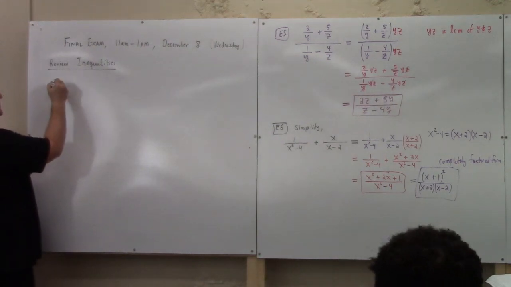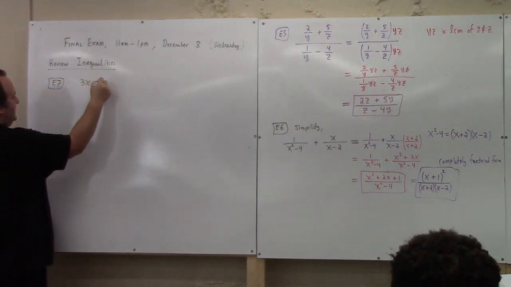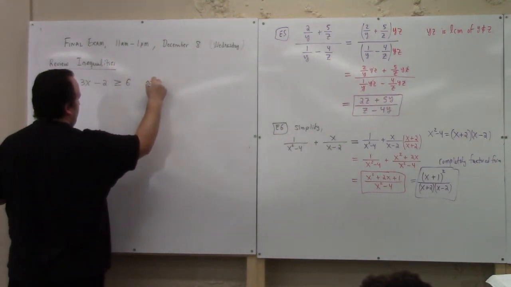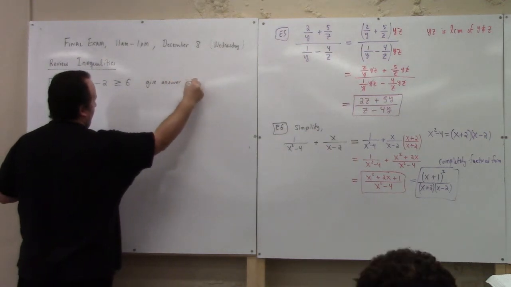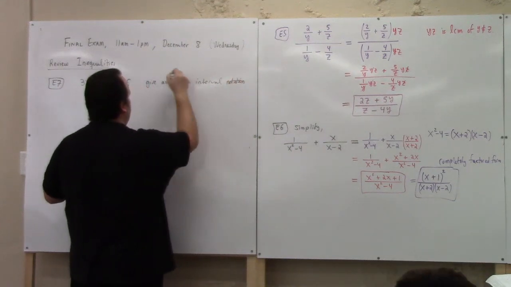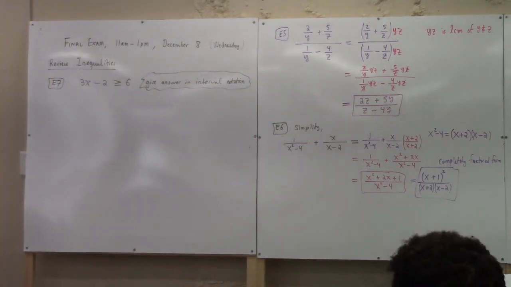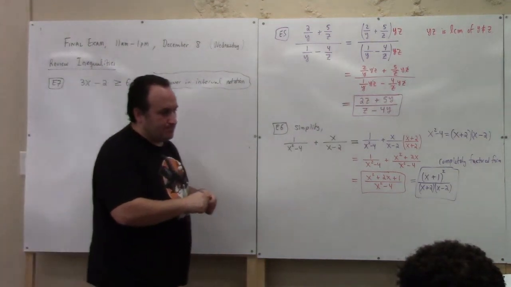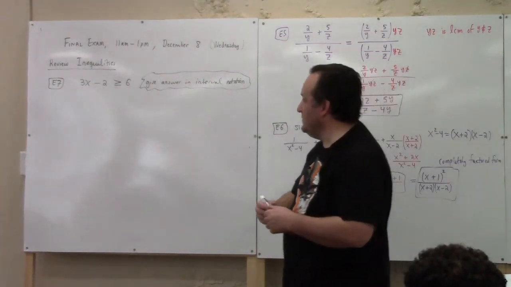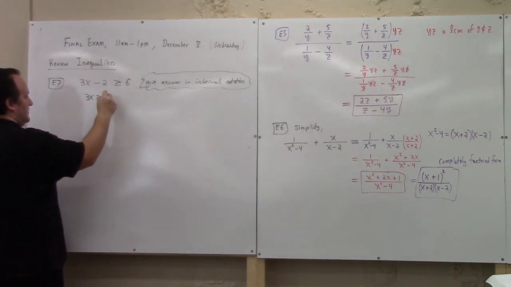So let's see here. I guess I'm on example 7 today. Suppose you want to solve 3x minus 2 greater than or equal to 6 and give the answer in interval notation. This, give answer in interval notation, is going to be my instructions for all these problems, okay? So what do we do? Isolate x, right? So I should add 2 to both sides? So we get 3x greater than or equal to 6 plus 2, which is 8, right?